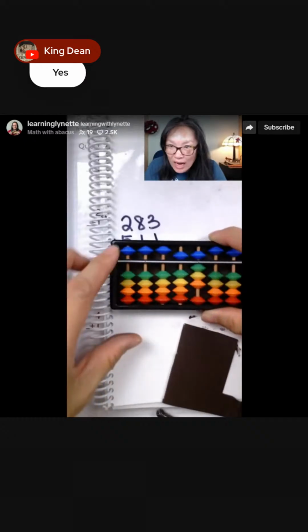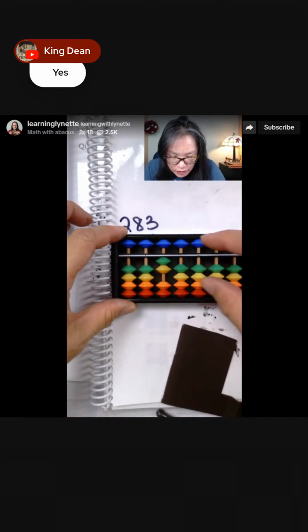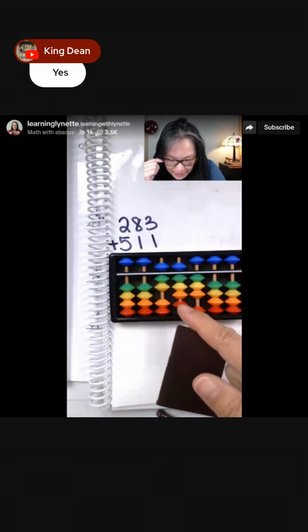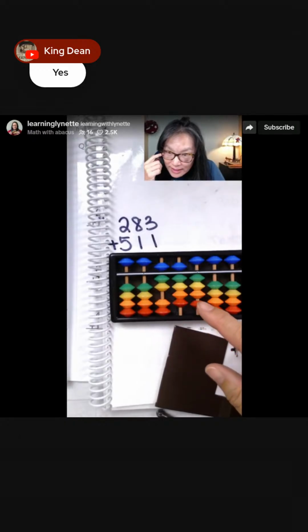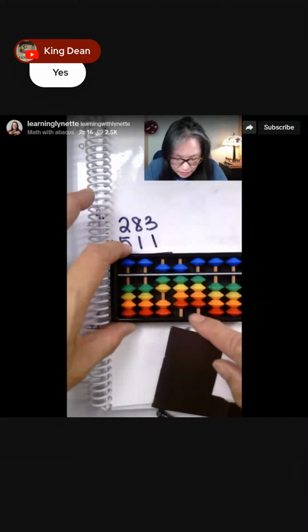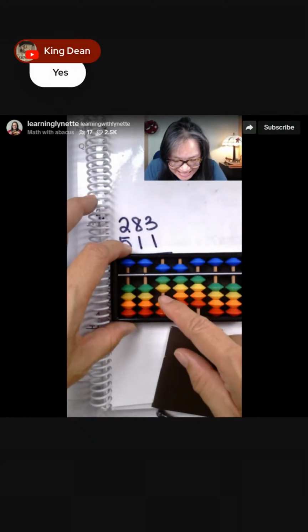So we have 283. And then we're going to add 511. We don't need to make friendly numbers. We just need to see if we can add it. Can we add the 5? Yes, I'm going to add the 5. Can I add the 1? Yes, I can add the 1. Can I add another 1? Yes, I can add another 1. I just added 511. So my final answer is 794. And that's what I did. 794, right? And I'll write the answer.